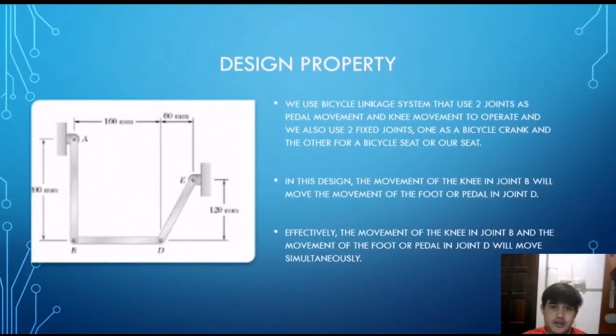Now we are going to the design property for our project. In our design, we use a bicycle linkage system that uses two joints as the pedal movement and knee movement to operate. We also use two fixed joints, one as the bicycle crank and the other for the bicycle seat. In this design, the movement of the knee in joint B will move the foot or pedal in joint D. Effectively, the movement of the knee in joint B and the movement of the foot or pedal in joint D will move simultaneously. Now we are going to the data analysis and the calculation.